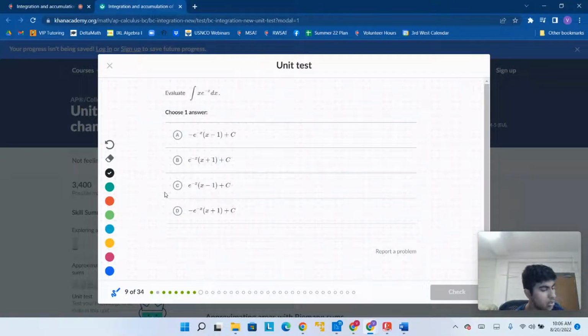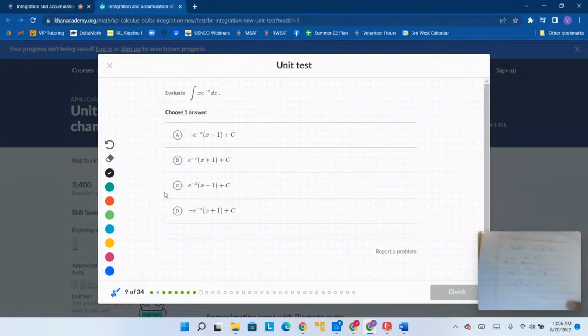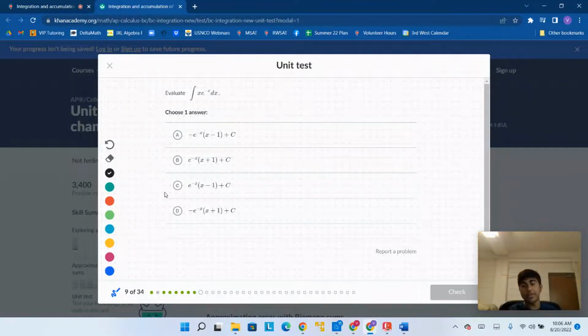And make sure you look at the signs. And then, of course, you have to add the plus c. This is your answer right here: negative x times e to the negative x minus e to the negative x plus c. If you don't believe me, do the product rule and figure this one out. That's what it's going to look like.